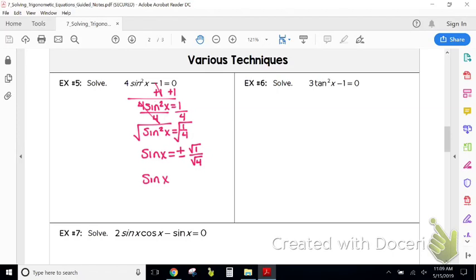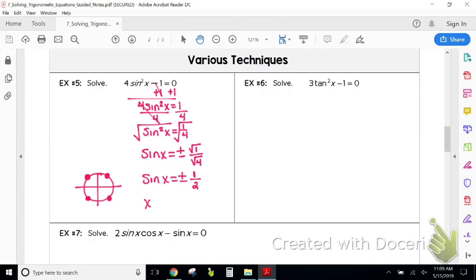So we have sine of x equals plus or minus, what's the square root of 1? 1. And you already told me the square root of 4 is 2. So I'm looking for where sine of x is either positive or negative 1/2. Well, what quadrant says sine positive 1/2? 1 and 2. And where is it going to be a negative? 3 and 4, right? So I have 4 answers because I need one from each quadrant.